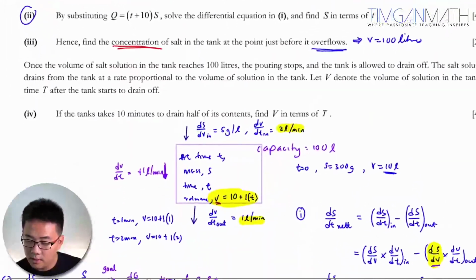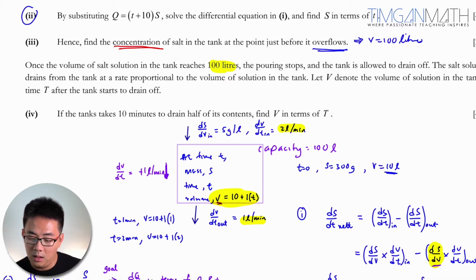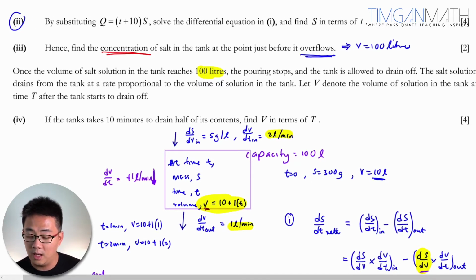Part 4. Now, once the volume of the salt solution reaches 100, the pouring stops. The tank is allowed to drain off. The salt solution drains from the tank at a rate proportional to the volume of solution in the tank. Let V denote the volume of solution in the tank at time t after it drains off. If the tank takes 10 minutes to drain half, okay, great. So I think this is another question altogether.